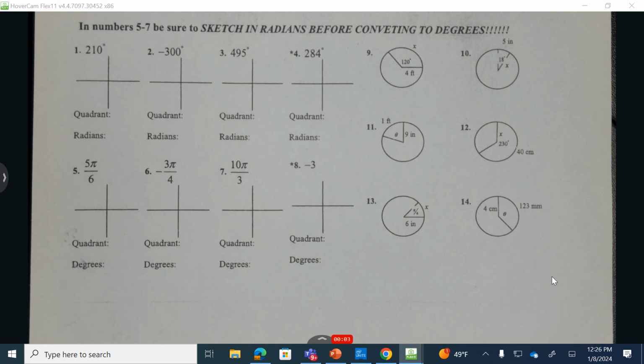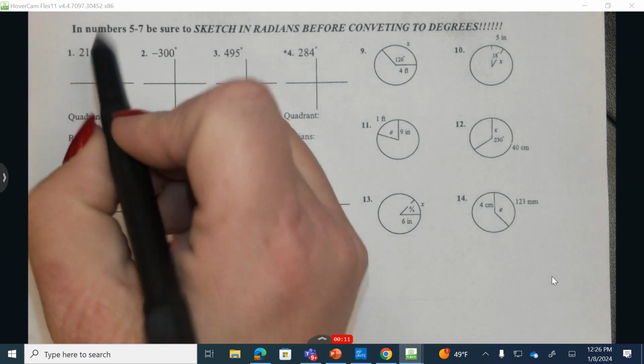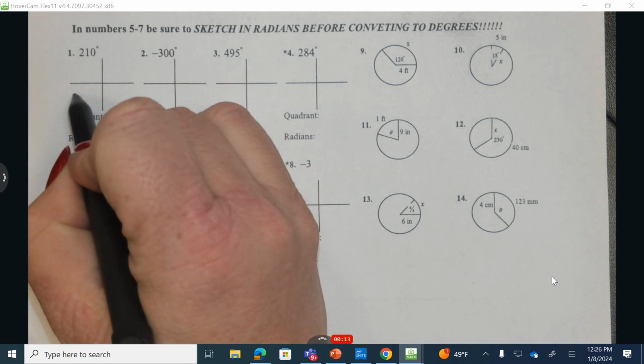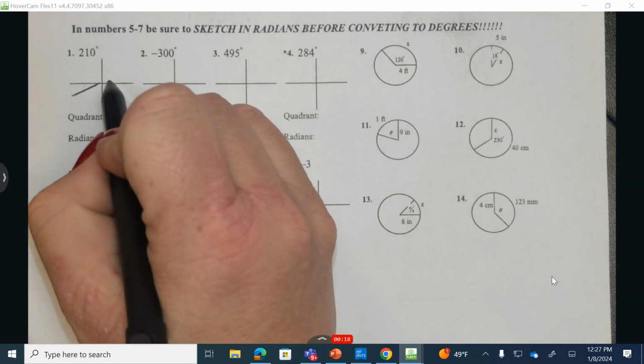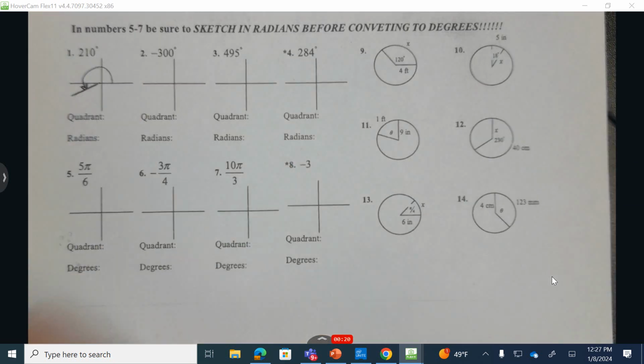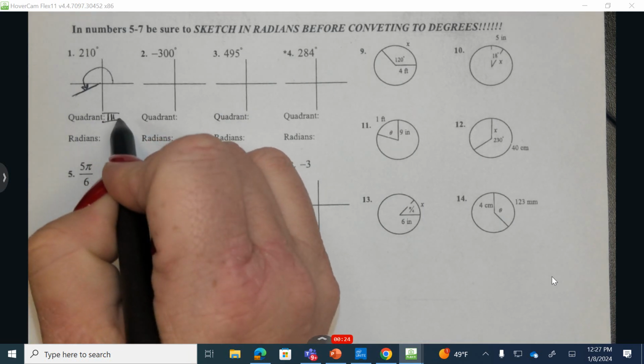In numbers 5 through 7, we're going to sketch in radians before we convert it into degrees. So let's find where 210 degrees is. Okay, so 210 degrees is going to be right here, a 30-degree drop down from the x-axis, so right around to this position. This is in quadrant 3, written in Roman numerals.